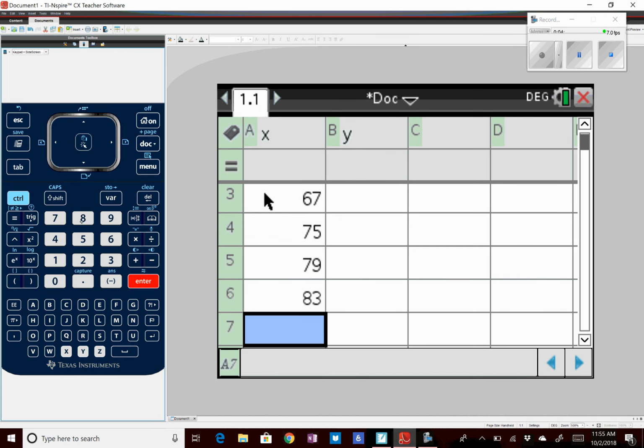July was 84. August is 85. 81 for September. 76 for October. 65 for November, and December is 58. All right, so those are all the temperatures. And now we want to get the electricity bills in. So in January, the bill was $150.